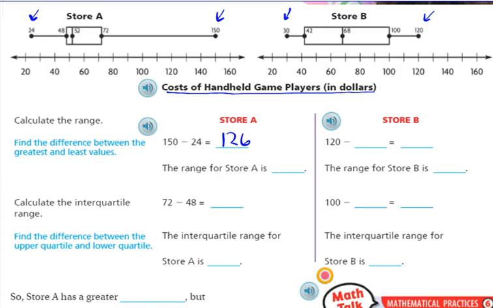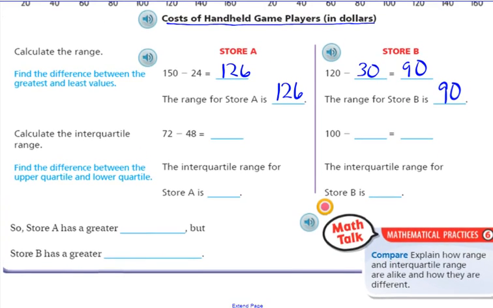So we have 120 minus 30 is 90. So the range of the data for store B is 90. So I guess they just want us to rewrite these here. The range for store A is 126 and the range for store B is 90. So now we're going to just calculate the interquartile range.